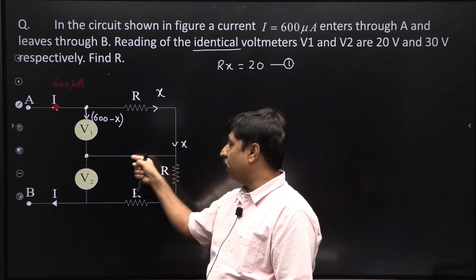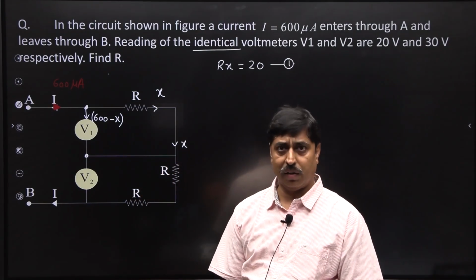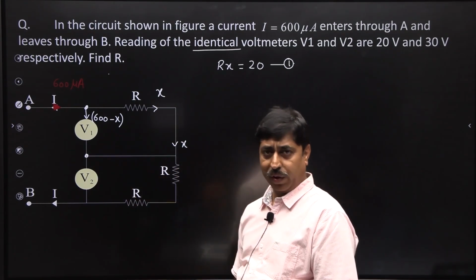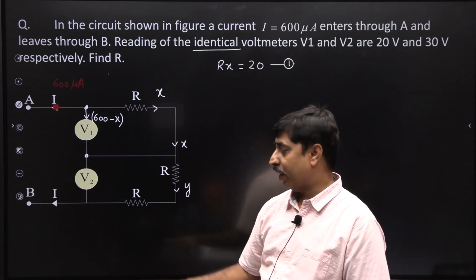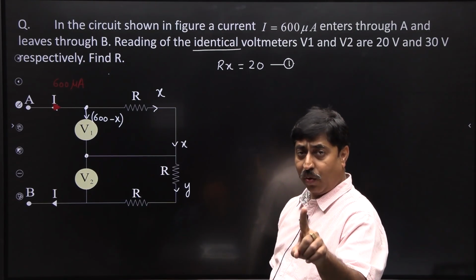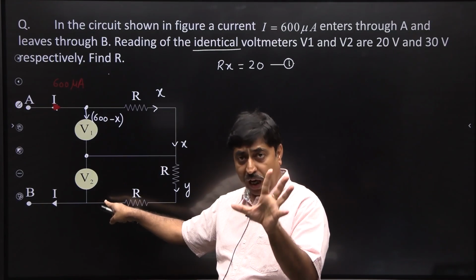Some part of this current may go through this path and the remaining part will go through this path. Again, I do not know how much current will flow here and how much current will flow here. Let me assume that current here is Y. Again, you must take a note that the current in these 2 resistors is Y.